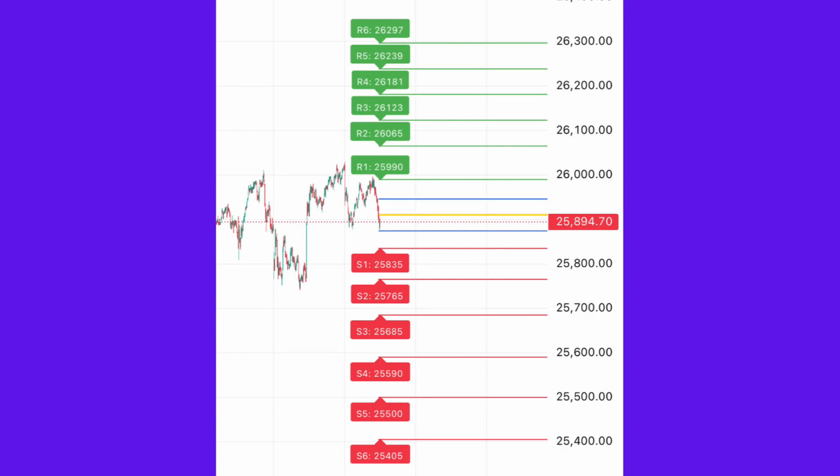USD-INR movement. USD-INR, minus 0.09%, flat positive. A slightly stronger rupee is neutral to mildly supportive for Nifty. Crude oil. Crude, minus 1.48%, very negative. Crude falling is positive for India because lower crude reduces import pressure. This can help Nifty hold support zones.